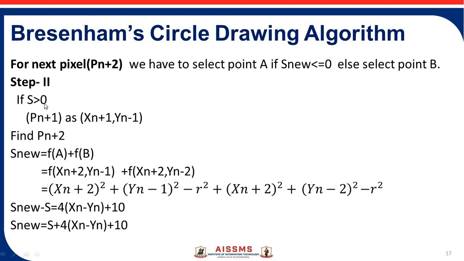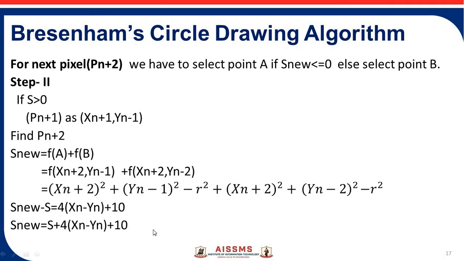For step 2, if the sum result is positive, then Pn plus 1 is xn plus 1, yn minus 1. After that, calculate the S new value by using the second step x and y values. That means we are moving on the right side, xn plus 2, and yn moving in the downward direction, therefore yn minus 1, and for the second step yn minus 2. By applying the circle formula and after simplification, we evaluate the previous sum result in the current step. S new is equal to S plus 4 times (xn minus yn) plus 10.